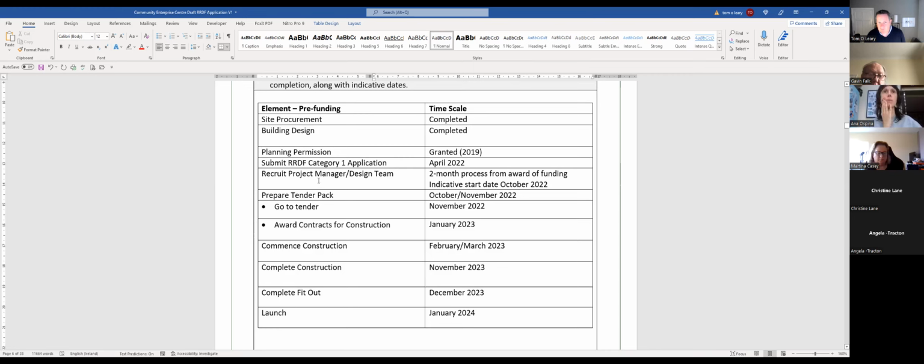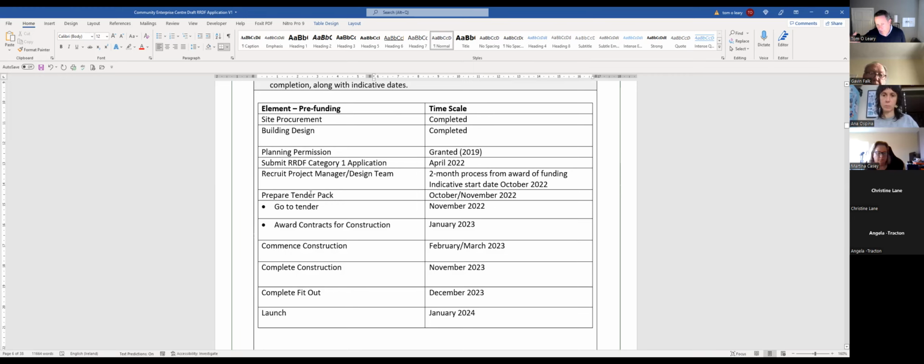Once funding has been awarded, they'll recruit a project manager and a design team, so an architect or engineer. That design team will prepare a tender pack, go to tender, and award the construction contract. Construction will commence, then complete, fit out and launch. So it's going through very clearly what the steps are going to be on this project.